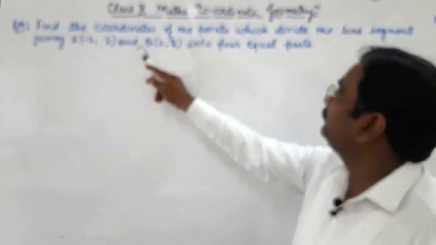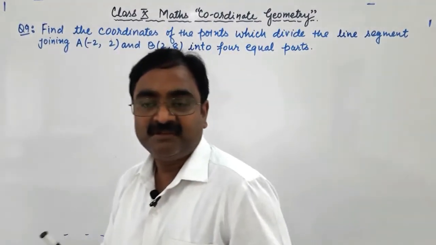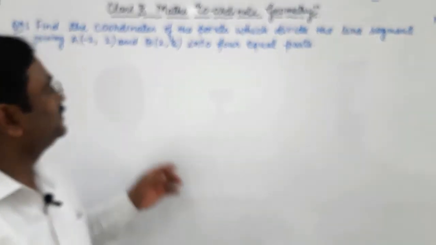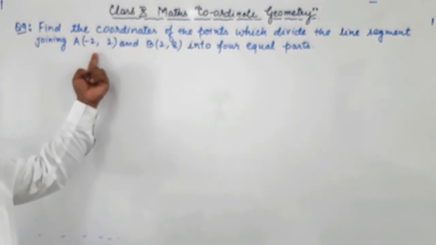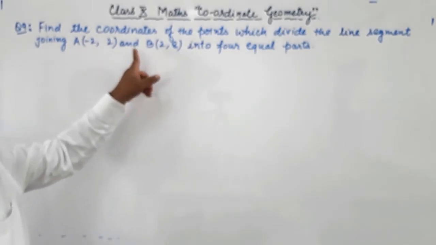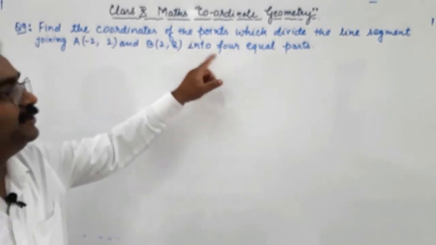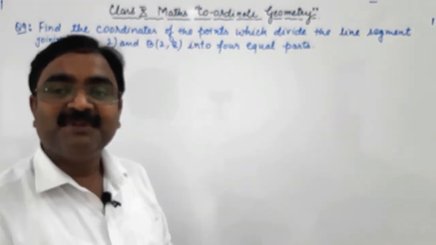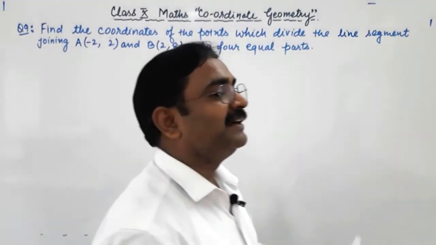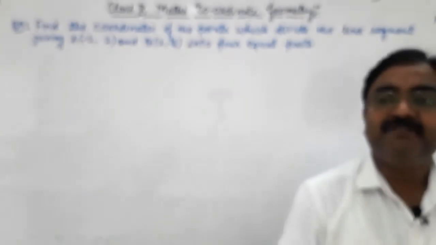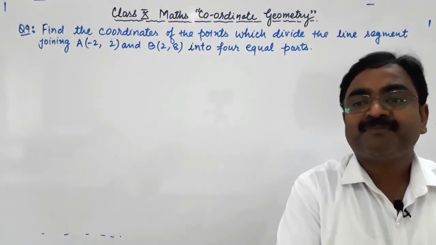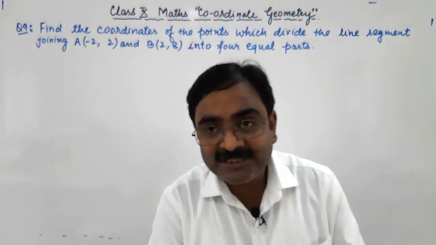So see question number 9. Find the coordinates of the points, means we are going to find out the coordinates of the points that divide the line segment joining A (-2, 2) and B (2, 8) into 4 equal parts. Means a line segment is given and this line segment is divided into 4 equal parts by how many points?